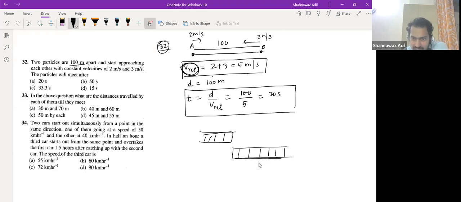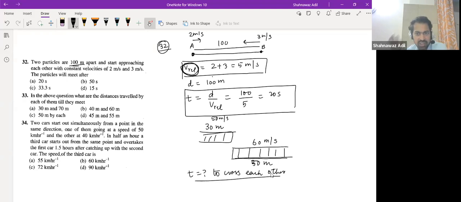This has some length, let's say 50 meters, and this has some length, say 30 meters. This one is traveling with 50 meter per second, and this one with 60 meter per second. Then if we want to calculate the time to cross each other, the time taken by the trains to cross each other, what concept will we use?